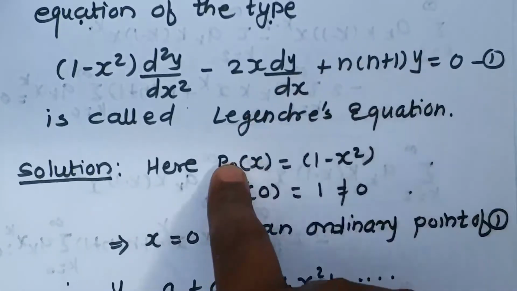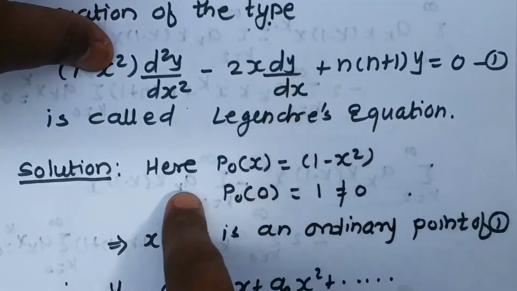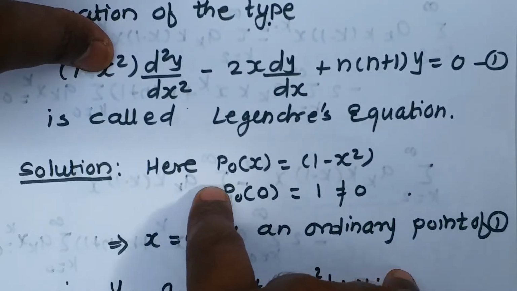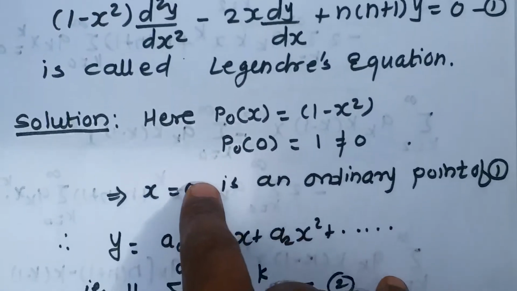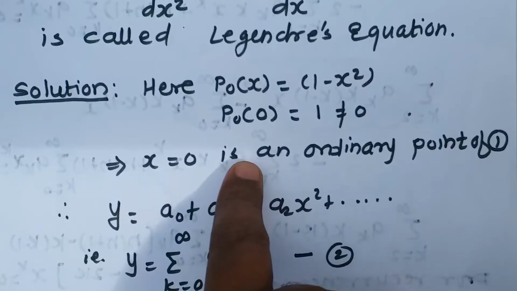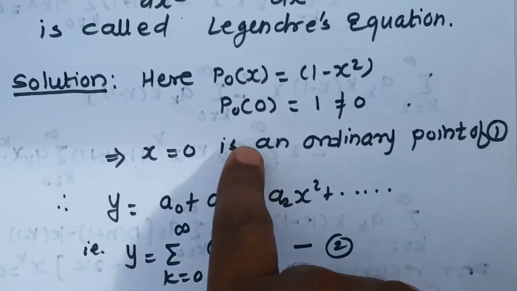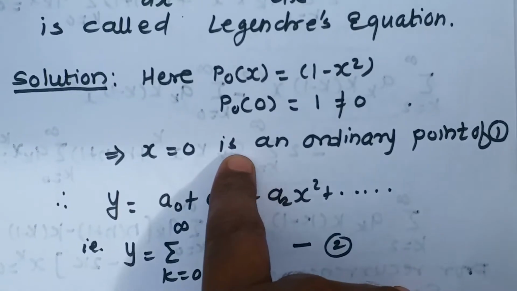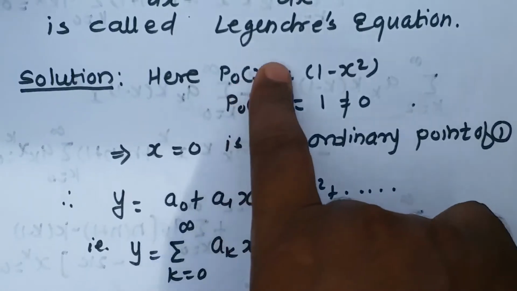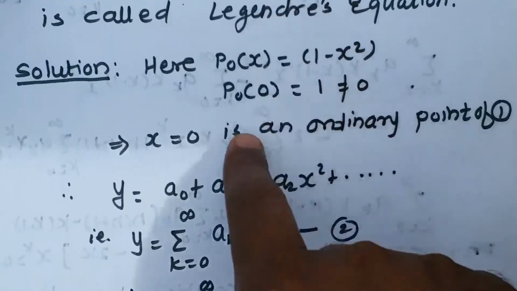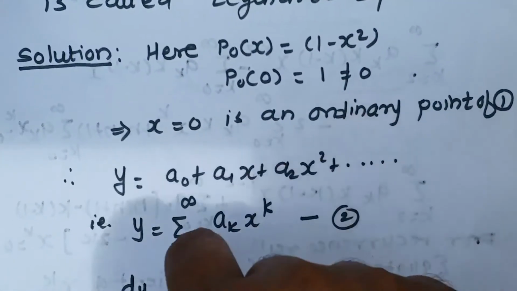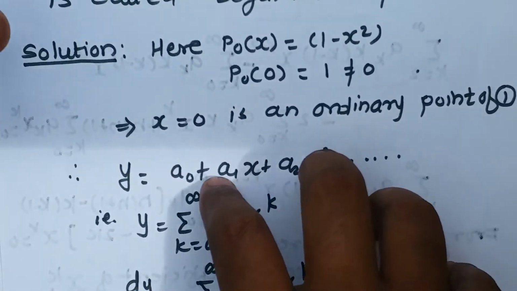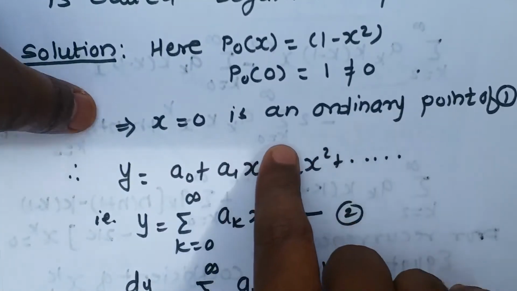So as this is an ordinary point for this differential equation, for solving this we are going to apply the technique we discussed in the first topic. We have discussed the technique of obtaining the solution of a differential equation of this type at an ordinary point. We call that method the power series method also.